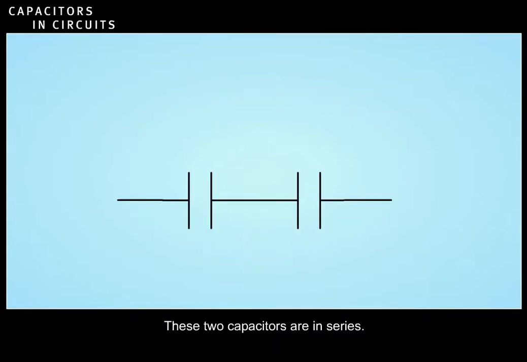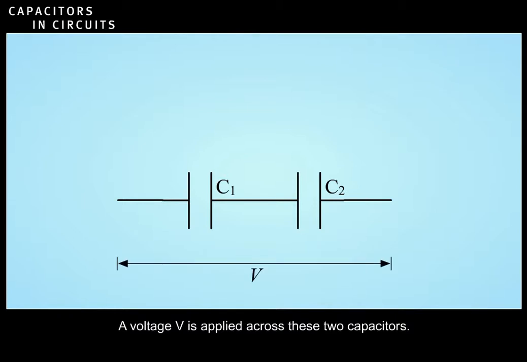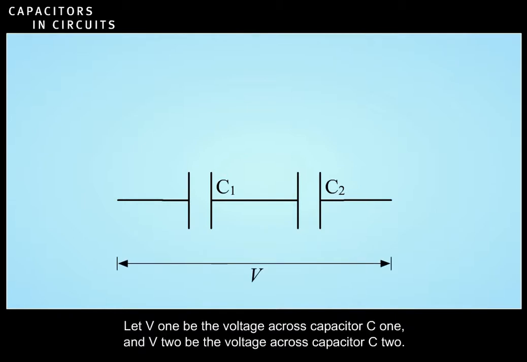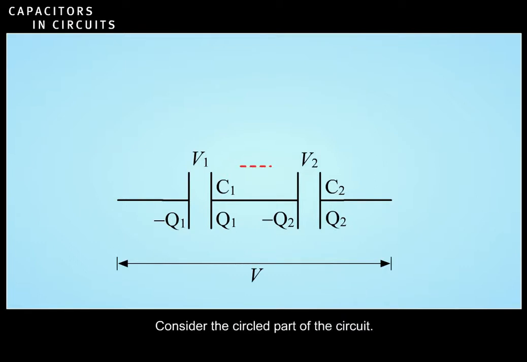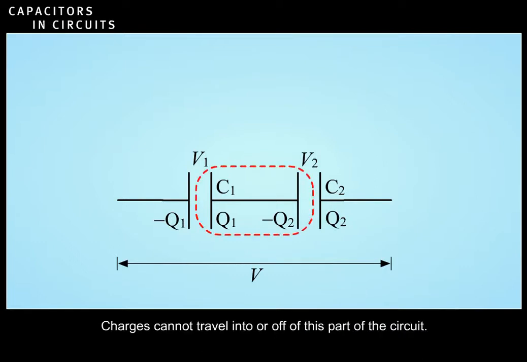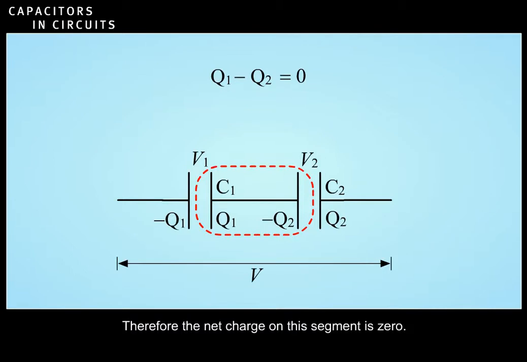These two capacitors are in series. They have capacitances C1 and C2. A voltage V is applied across these two capacitors. Let V1 be the voltage across capacitor C1 and V2 be the voltage across capacitor C2. In each capacitor, the two plates hold equal and opposite charges. Consider the circled part of the circuit. Charges cannot travel into or off of this part of the circuit. Therefore, the net charge on this segment is 0. This implies that the charge on each capacitor is the same.